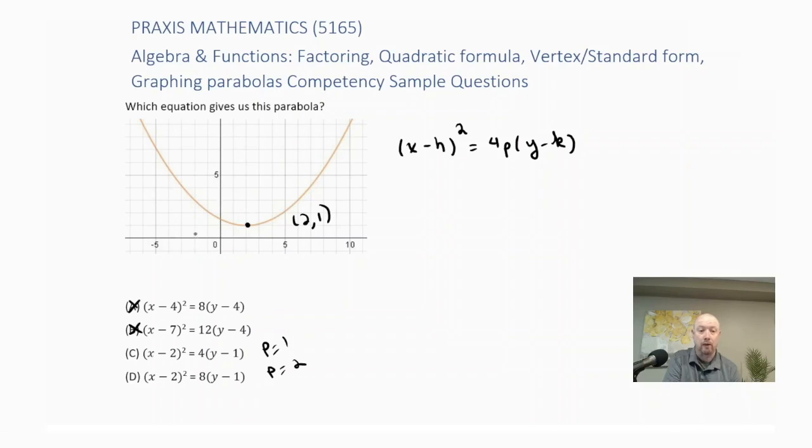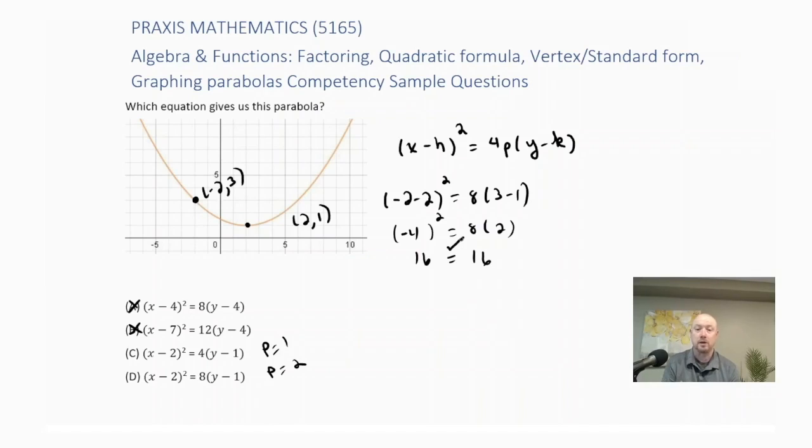For example, if we look at the point -2, 3, which is on the parabola, and plug it into choice D, we would get -2 minus 2 squared is equal to 8 times 3 minus 1, and we want to see if this is a true statement. If we plug this in, we get -4 squared equals 8 times 3 minus 1, which is 2. So we would get 16 equals 16, which is true. That means it can't be choice C, and the correct answer has to be D.